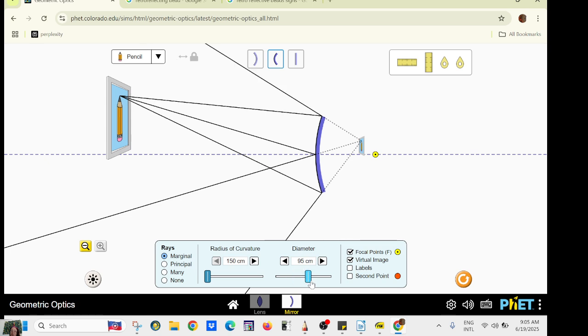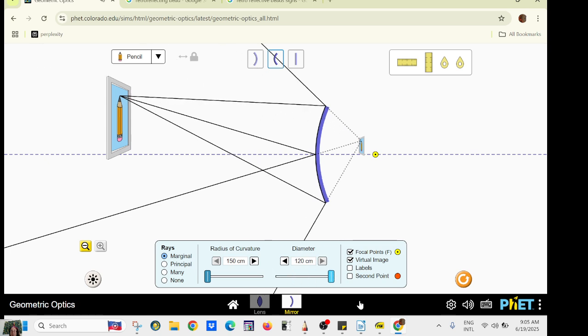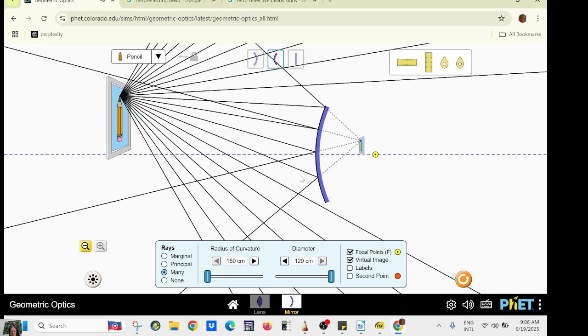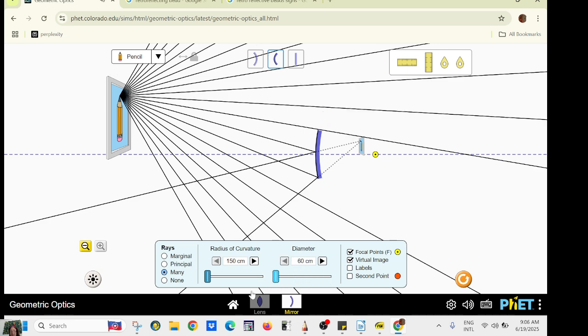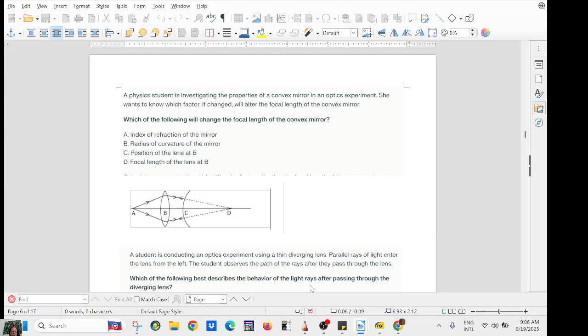If you change the diameter, it will make the image brighter because you're going to catch more rays if it's bigger. So it will be a brighter image or dimmer image. That's all. So the answer is this. And of course, you should stop the video.